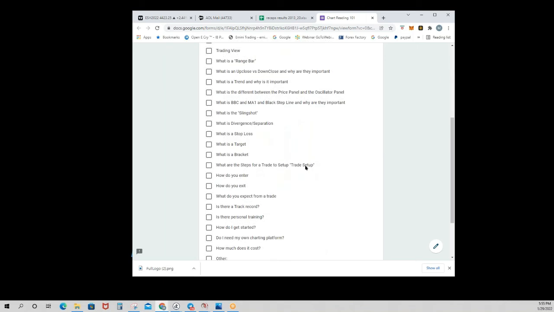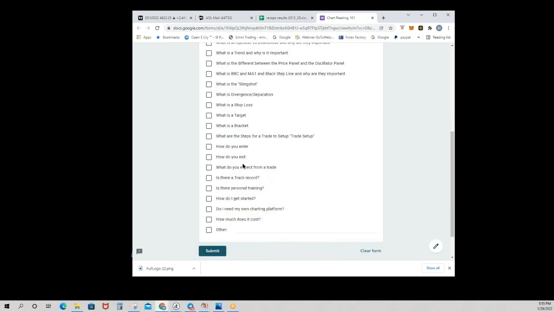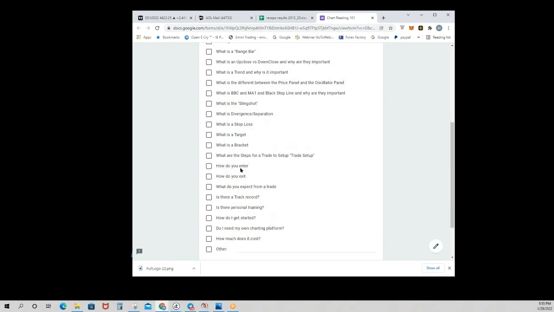The steps for taking a trade, the actual steps that you have to do for a trade. I'll go through them one by one. And how to enter a trade, how to exit a trade, what do you expect from a trade? I'll teach you how to do that once you get into a trade. Anybody can enter a trade, anybody can exit a trade, but knowing what to do when you get in a trade, that's important. Knowing when to exit, how to exit.